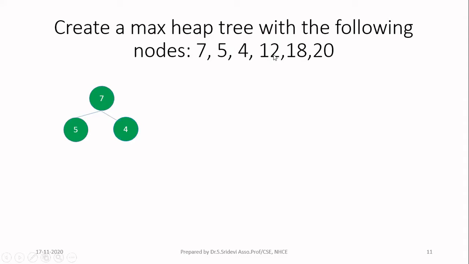Now where to add this 12? Check which levels are filled. Level 0 is filled. Level 1 is also filled. You can't add this 12 to level 1 because at the maximum you can have only 2 nodes at level 1. So go for the level 2. In level 2, you have to insert this as left as possible. That means I have to insert this 12 only to the node 5. Because if I insert to node 4, that will not be as left as possible. So I have to insert only to the node 5. In node 5, you can insert either as a right child or as a left child. But you have to insert only as a left child because node 5 is not having any left child so far. So insert this 12 as a left child of node 5.